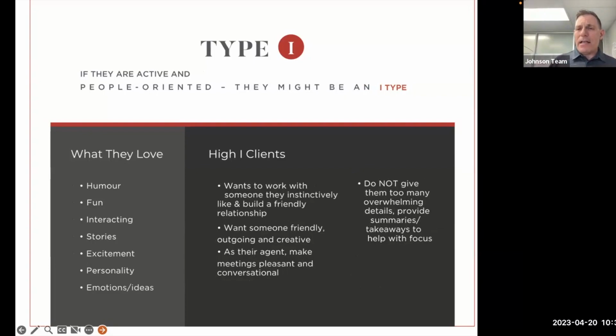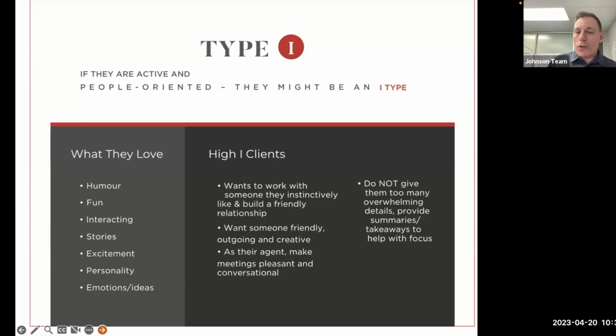You'll see your I's identify themselves right away. They're usually the life of the party. They're the ones that move towards the excitement of something. They're usually the ones that, if they're at a party or wedding, are kind of out of control.